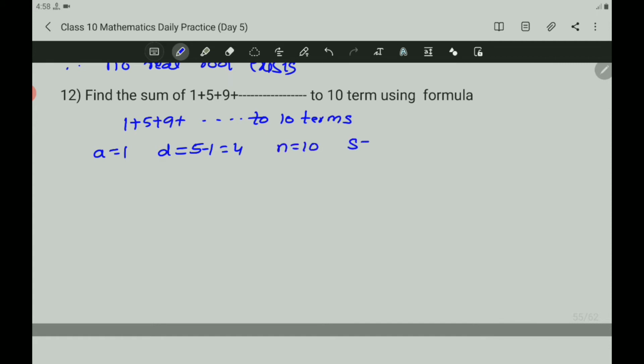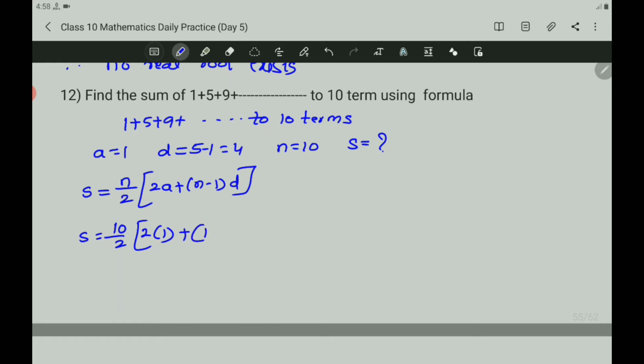What you have to find out? The sum. And you write the formula of sum to n terms, that is S equals, when a, d, n are given, you can write the formula n by 2 into (2a plus (n minus 1) into d). Then it is S equals n is 10, 10 by 2, 2a, 2 into, what is the value of a? a is 1 plus n is 10 minus 1, d is 4.